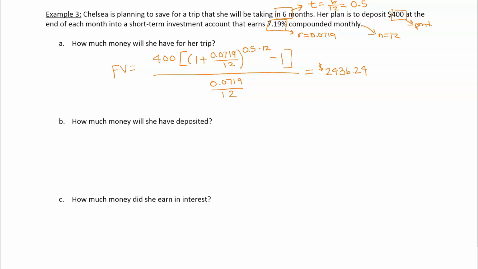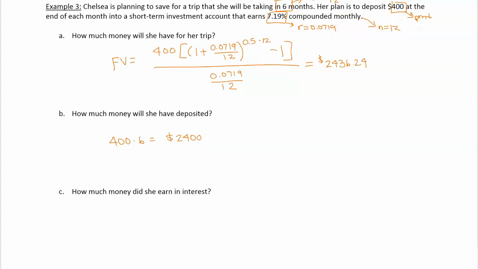Well, let's figure this out. Each month, Chelsea puts $400 into an account, and she does this for 6 months. So 400 times 6 is $2,400. This is the total amount of money that she put into the account.